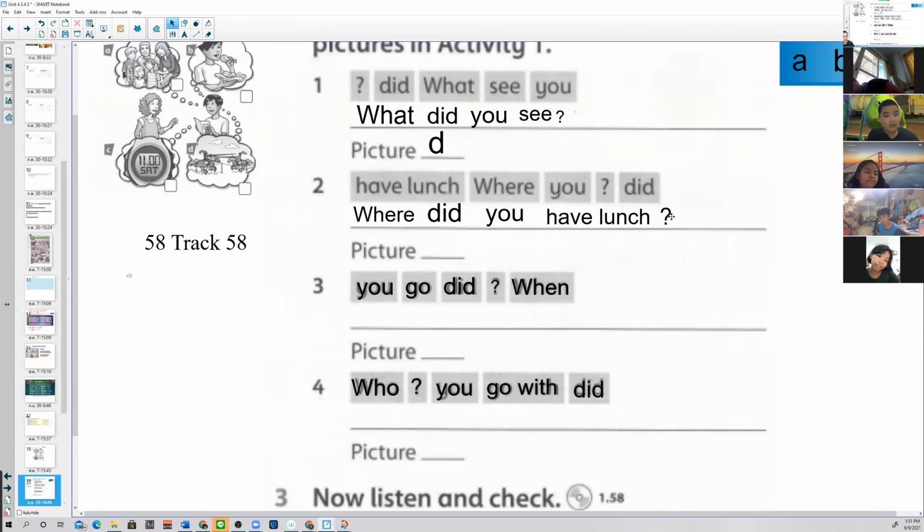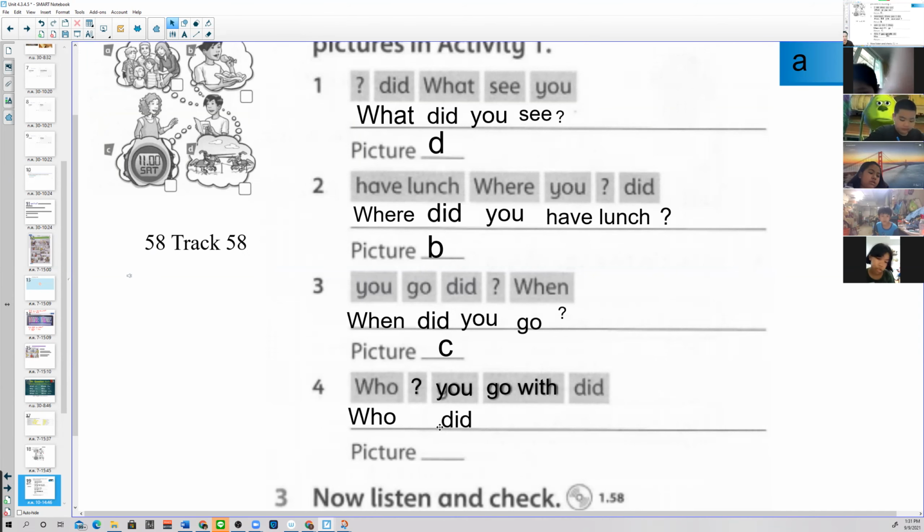Picture B. Right. Number 3. When did you go? Picture C. Number 4. Who did you go with? Good. And it's A.